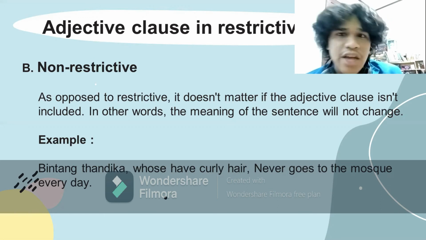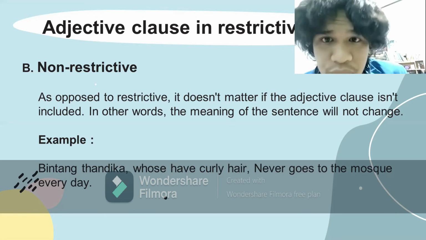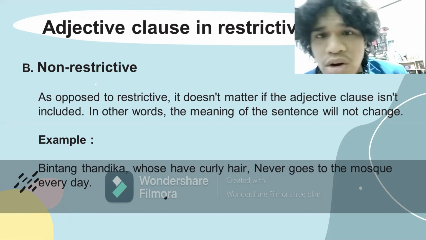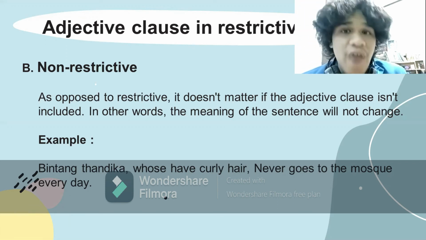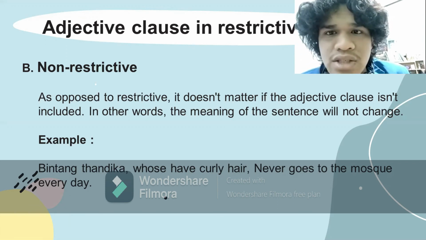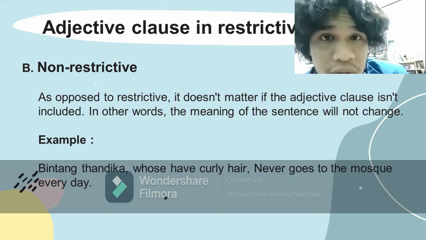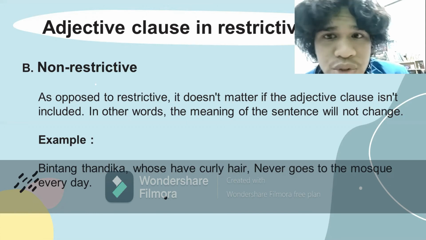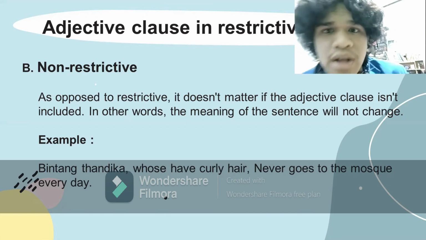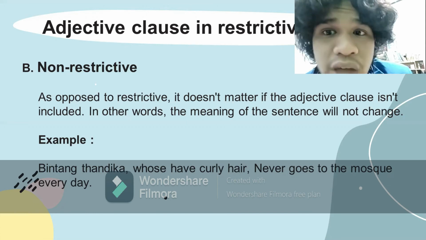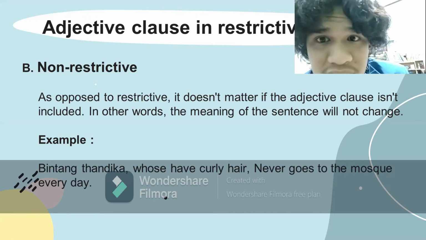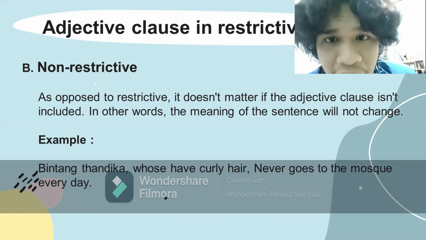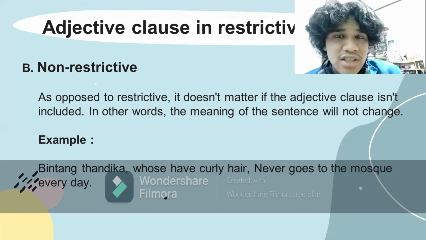The first example is: my brother, who lives in New York, caught coronavirus. The sentence suggests I have just one brother. I've also told you that he lives in New York, but I could have omitted the information. The stated text is a non-restrictive clause.